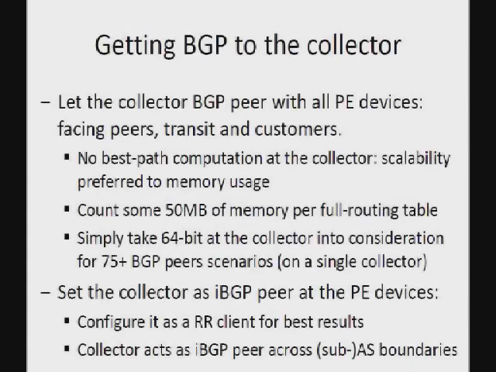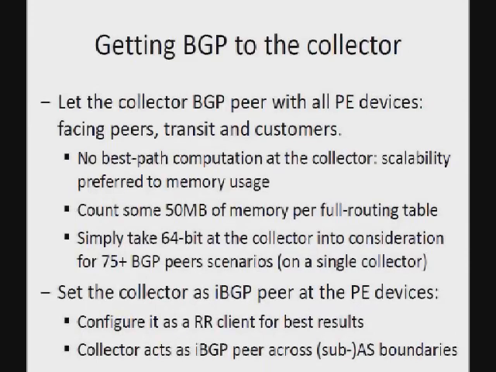Approaching our shopping list that we said before, one of the things that we will need is getting BGP to the collector. So the advice would be to get the collector to BGP peer with all the PE devices facing peers, transit, and customers. No best path computation. That means that you have all the BGP tables. Scalability is preferred to memory usage. And during some experiments, a full BGP feed is around 15 megs of memory.